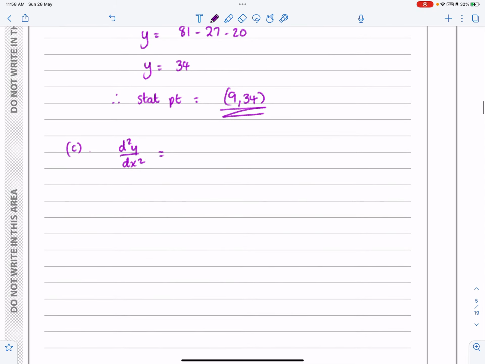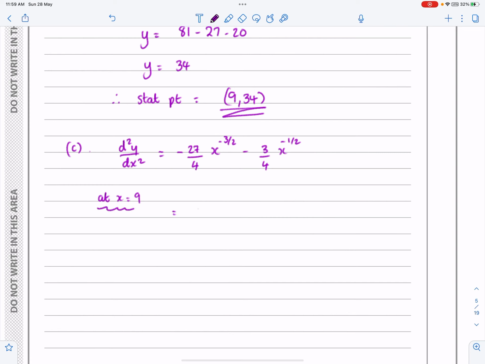So multiply by the power and take one off the power. Taking one off of minus a half is minus 3 over 2. Same thing again, multiplying by the power, taking 1 off of a half will give me x to the minus a half. And now I don't need to solve any equations with this, I just want to find what this is when x equals 9.